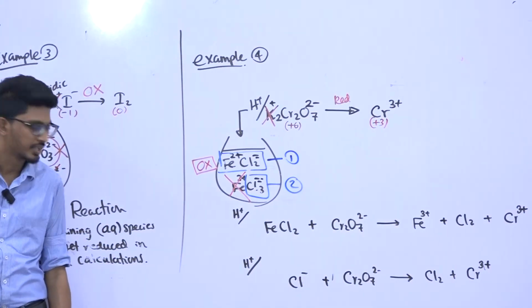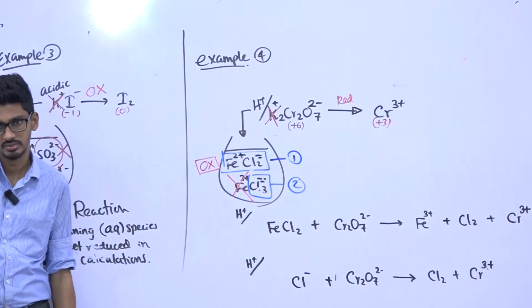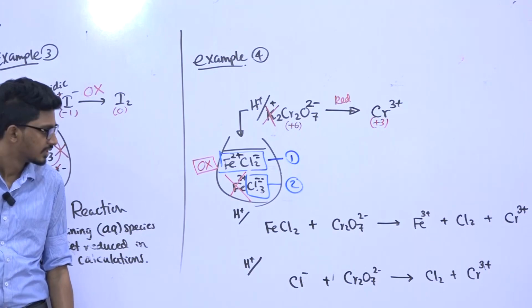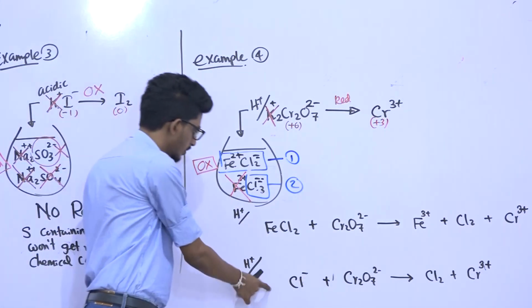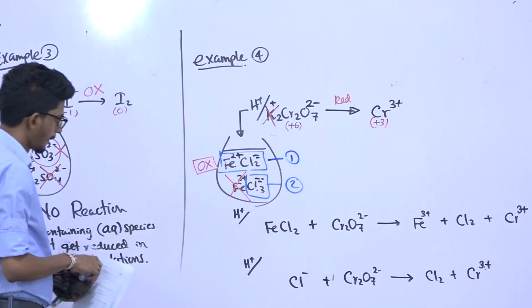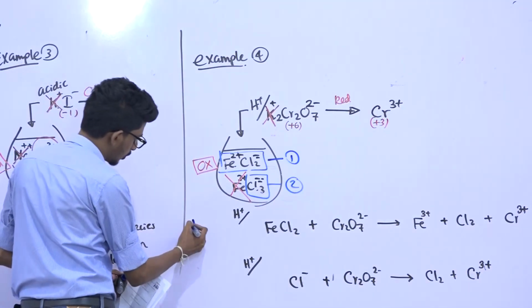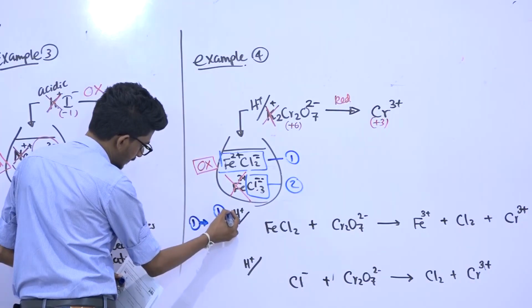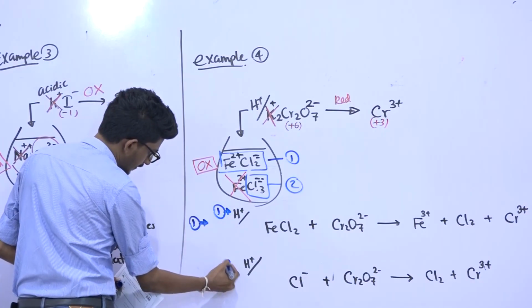So those are two reactions, right? One salt gets one reaction. You can't write two reactions for one salt. This was the first salt, this was the second salt. This is for salt 1, and this is for salt 2.